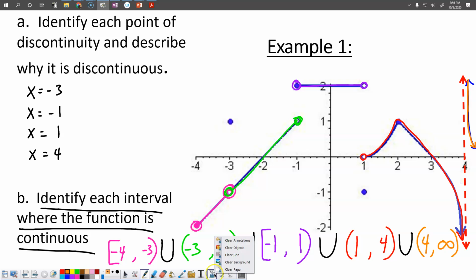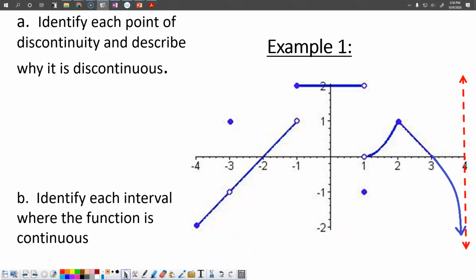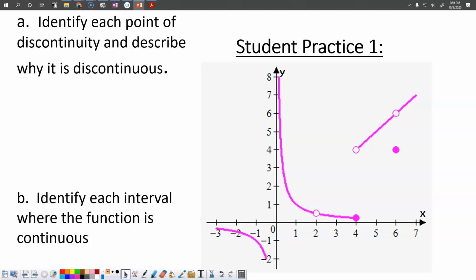So now I'm going to let you guys do the same thing on the one you had. For the one that you guys had, we saw that there were discontinuities at x equals 0, x equals 2, x equals 4, and x equals 6. So I'm going to ask you guys to pause the video here and see if you can write out all the intervals of continuity.